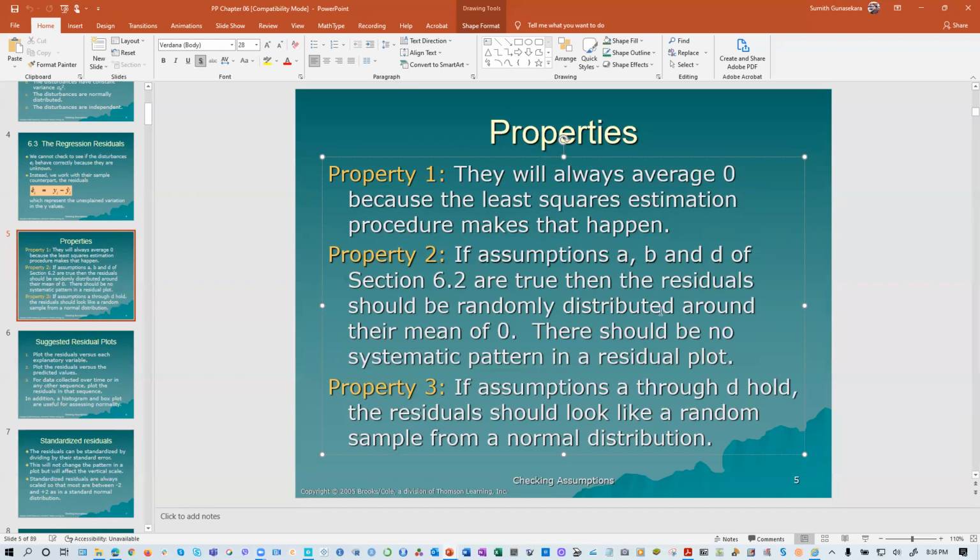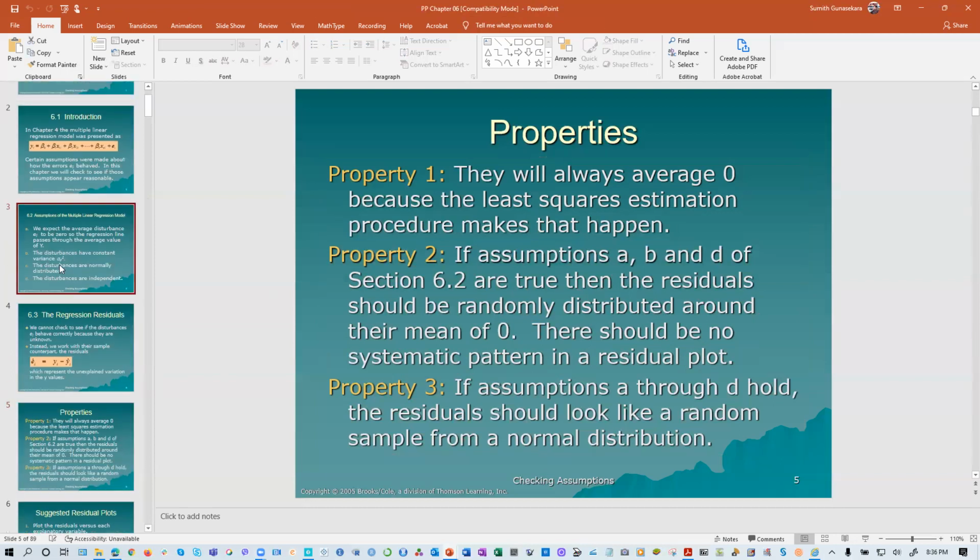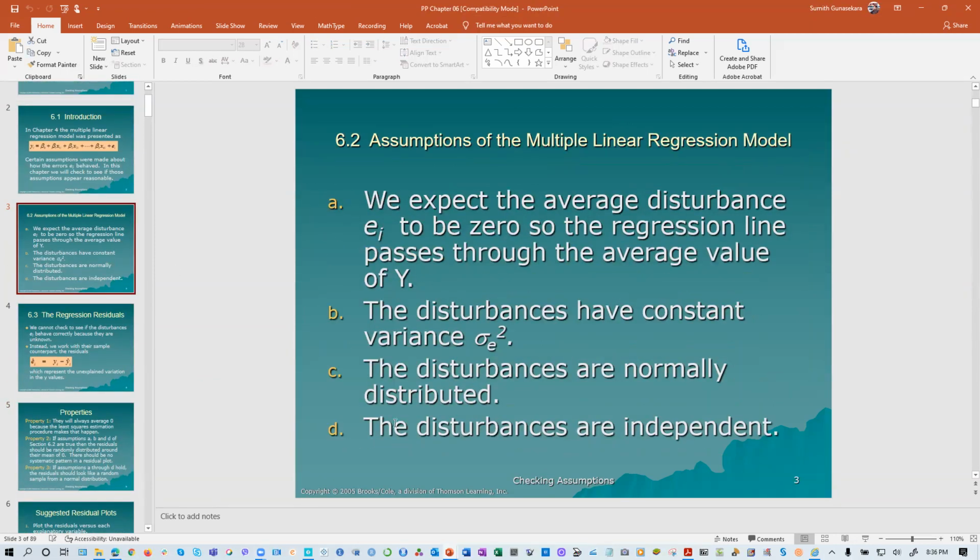There should be no systematic pattern in the residual plot. See? There's no systematic pattern in the residual plot. That's how they say. A, B, and D, except for C, which is for the normal assumptions. If you are checking for independence, or for homogeneity, heteroscedasticity or homoscedasticity, you can call that one any name, or you're going to check for linearity. See? This is the linearity actually.